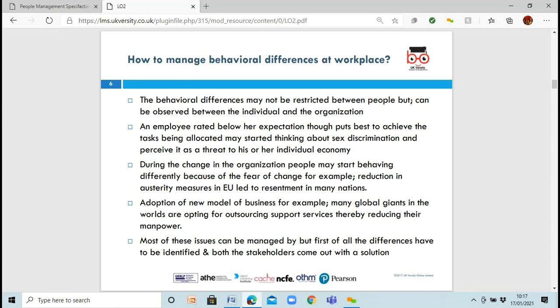Now, the plus point of this is that most behaviors can actually be resolved within the workplace, but you've got to actually identify it first, and then you need to come up with a solution. So you need to work together to find out what the problems are, and then how can we actually fix these problems.